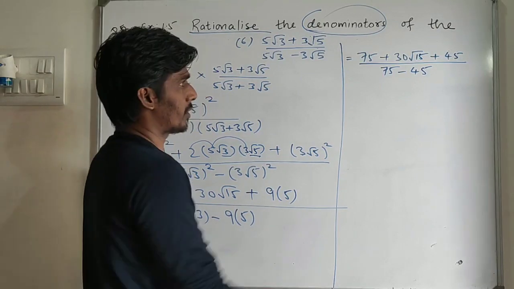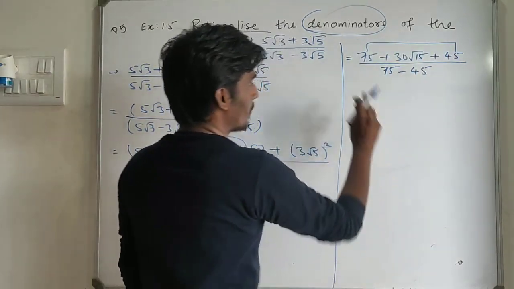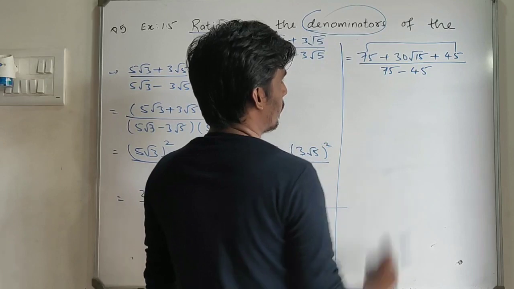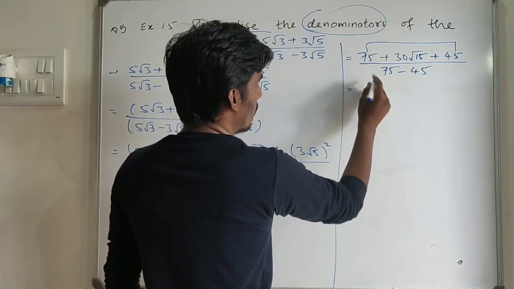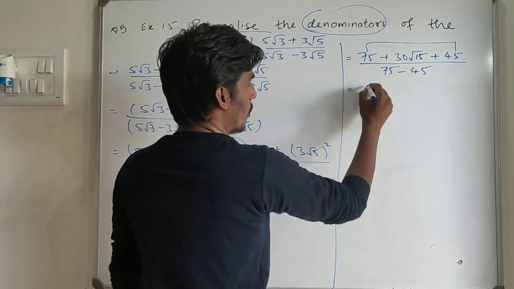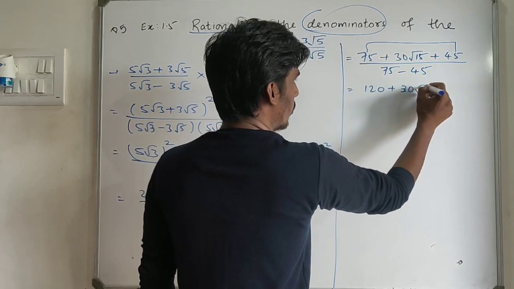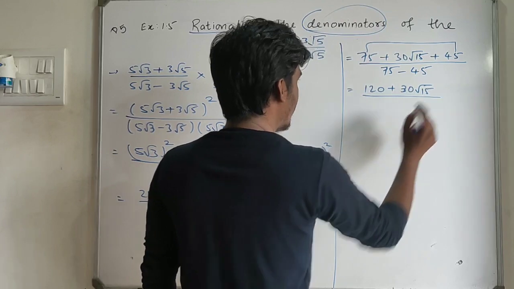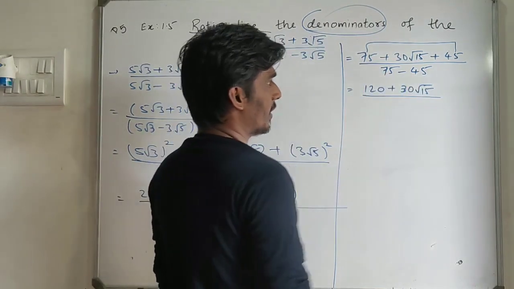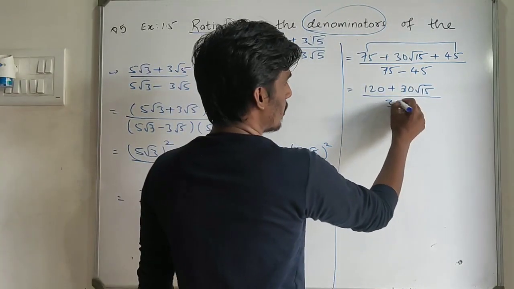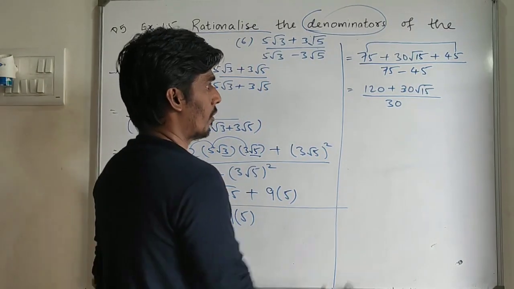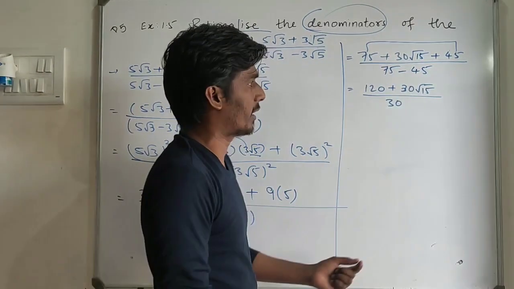So add all the like terms. These two are like terms. 75 plus 45 is what? 120 plus 30 root 15. And in denominator 75 minus 45. It's what? 30 only. Now, is there anything common in numerator?